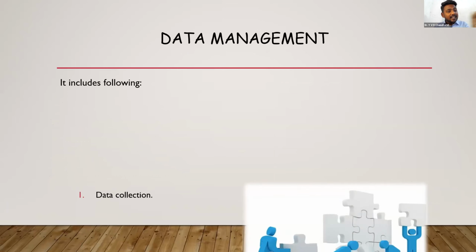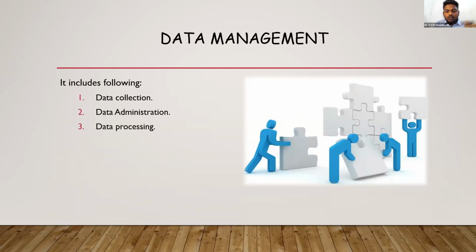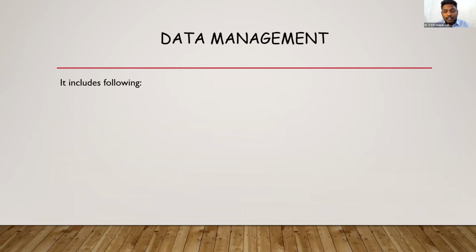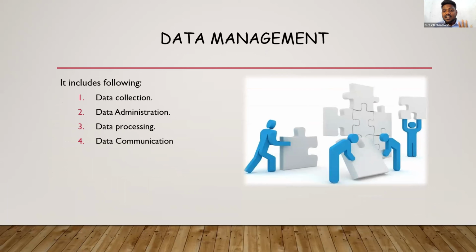So guys, finally, data management. Till now we have taken a look at what IoT is as well as the sources. Here we have to take a look at data management. Data management is done in four steps: data collection, administration, processing, and communication. These four steps are made cyclic, rotating.